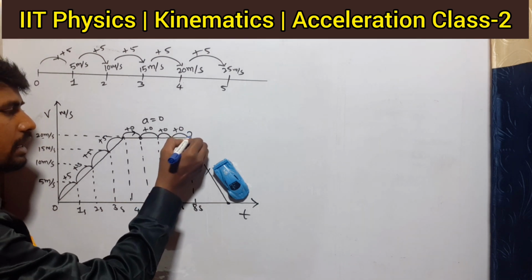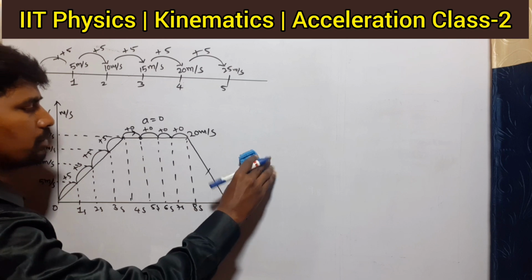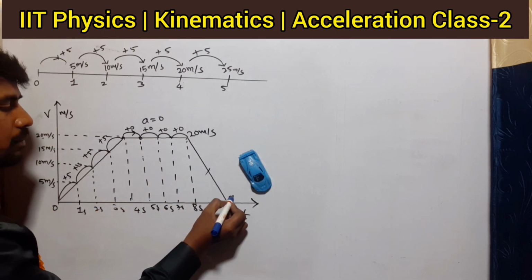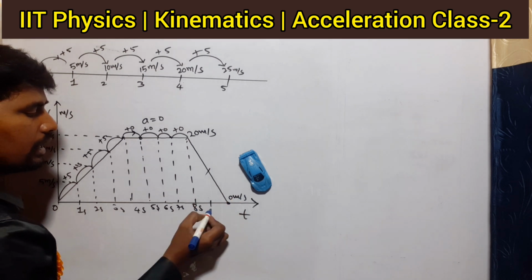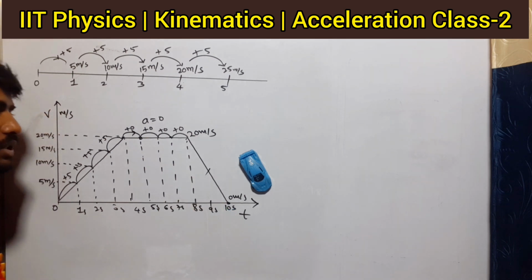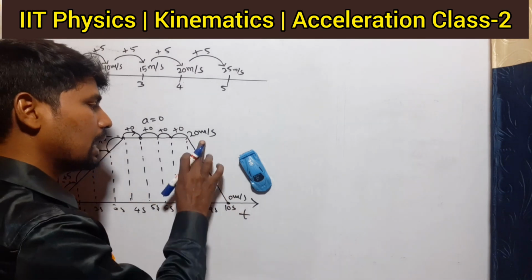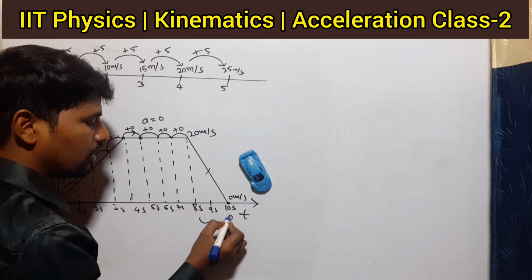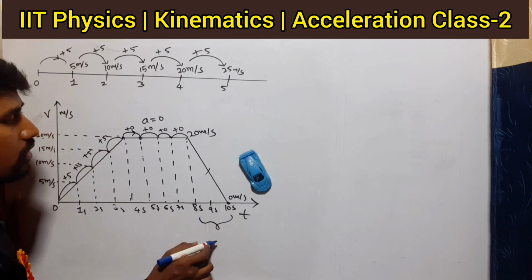At this time the speed is 20 meters per second, and at this time also 20 meters per second. It reaches 0 meters per second within 2 seconds. At the 9th second and 10th second it reaches 0. Then can you answer my question? What is the acceleration of the car in the time interval 8 to 10 seconds? You have to find the acceleration.